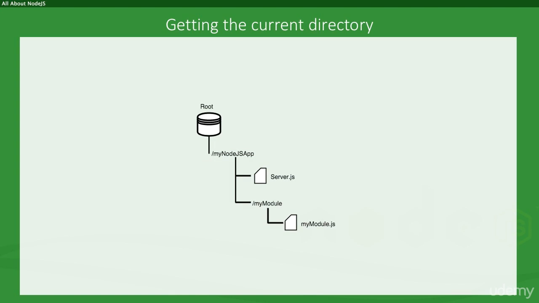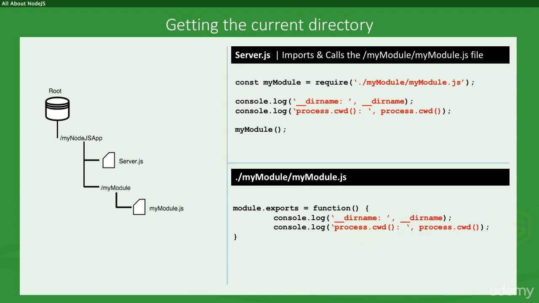So let's say we have a folder sitting in the root of your hard drive called my NodeJS app. In this folder, we've got server.js, which is a simple Node.js script, and we have another Node.js script sitting in a folder called my module. So imagine the my module is some module that we are going to import into the server.js from where it will be called. This would be like the various modules and methods you've seen so far.